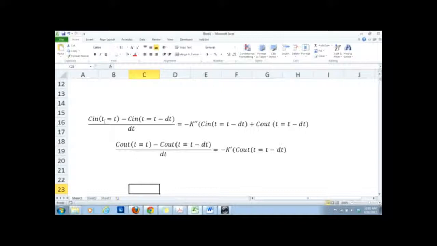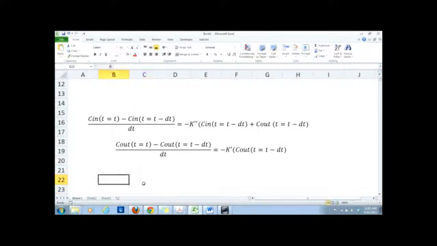Here I'm saying that if I assume a very small time scale, for example 1 millisecond or 10 milliseconds, then I can just assume that dC is just a subtraction of C at a forward time minus C at the present time. And similarly, instead of writing C in, I can say that C in is something at the backward time. So I can write these equations like this.